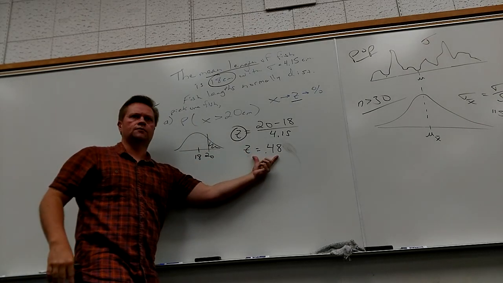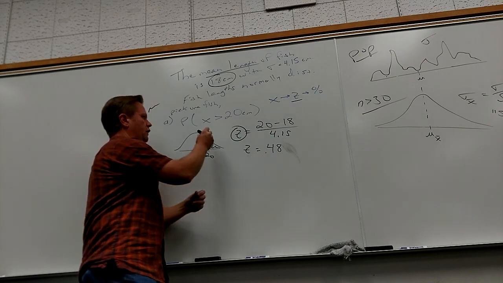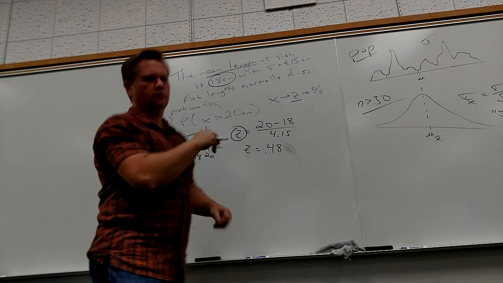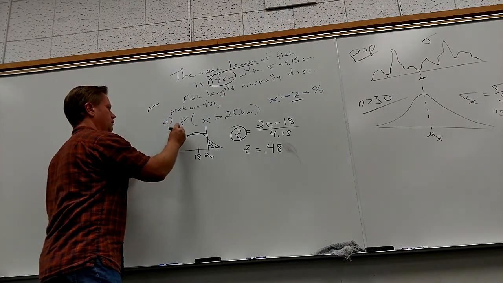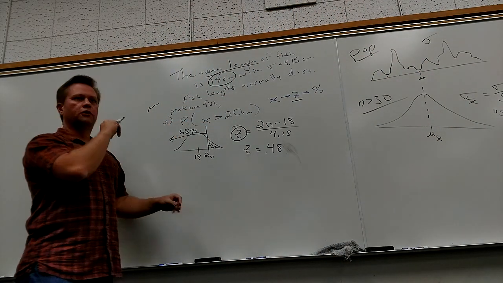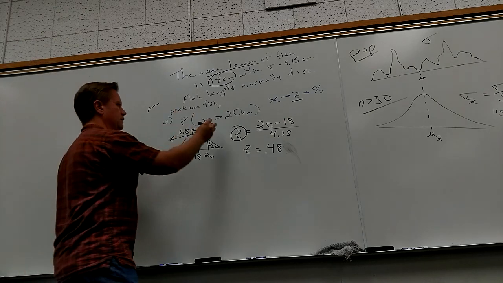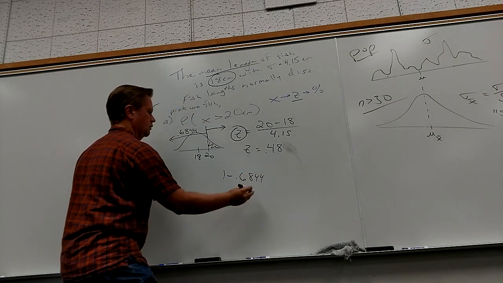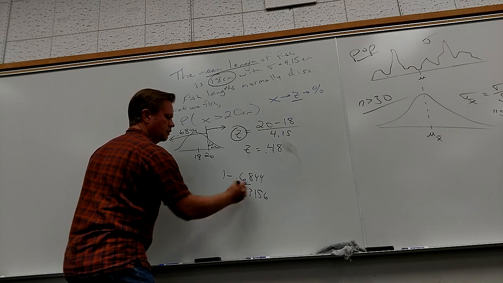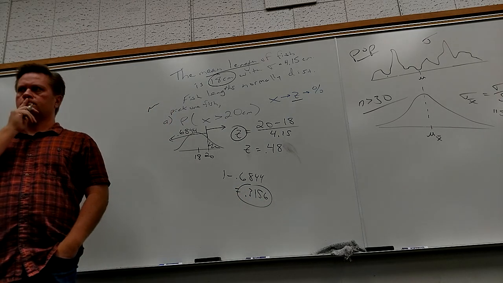All right. So what do I do next? Look it up on the chart. Yeah. So if I look up 0.48, 0.68. Yeah. 6844. And so of course the real answer is 1 minus that.